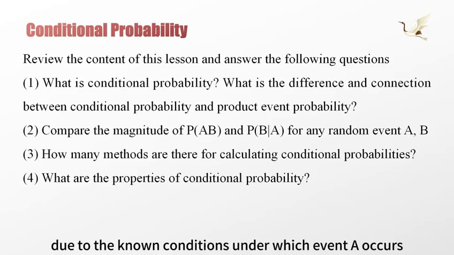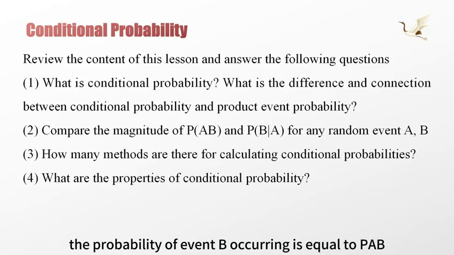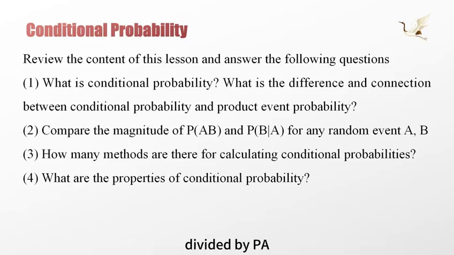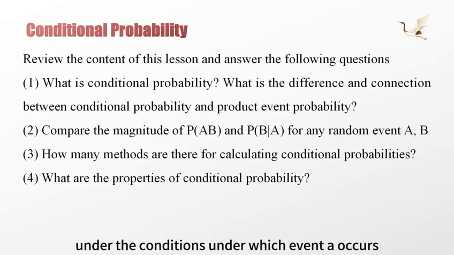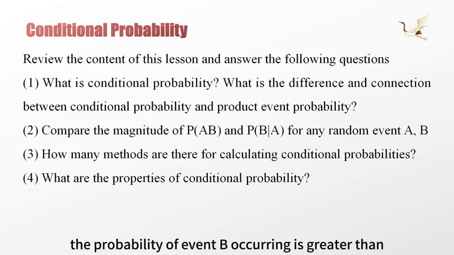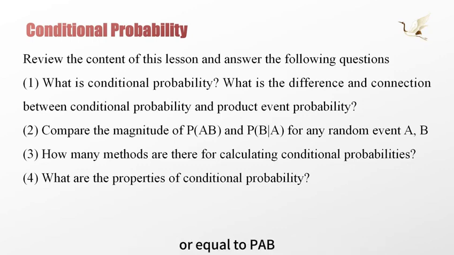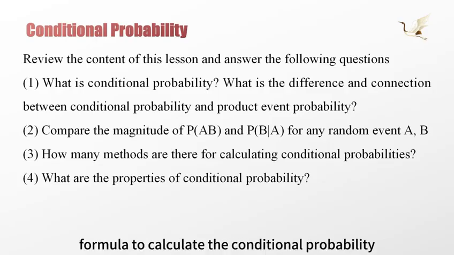Given that event A occurs, the probability of event B occurring is equal to P(AB) divided by P(A), which is greater than or equal to 0 and less than or equal to 1. Therefore, under the condition that event A occurs, the probability of event B occurring is greater than or equal to P(AB). We can use the conditional probability formula to calculate the conditional probability.